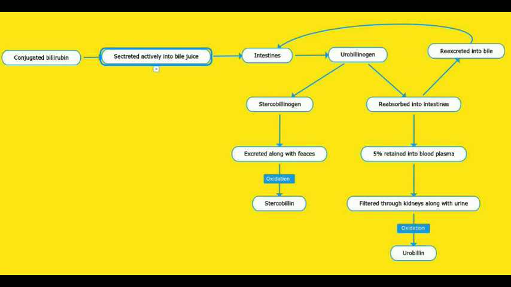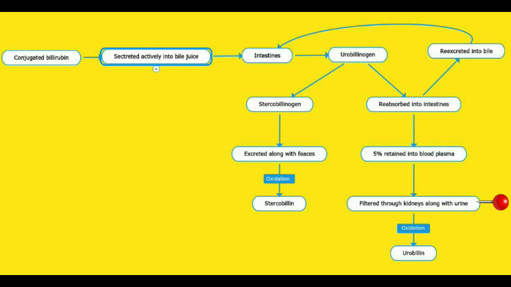On the other hand, a part of this urobilinogen is again reabsorbed from the intestine and enters the blood. Now, of the entire amount of urobilinogen which is reabsorbed, 5% is retained inside the blood plasma and the rest of it is again re-excreted into the bile and enters the intestine, and the cycle repeats again. Now let's talk about what happens to this 5% of the urobilinogen that is retained inside the blood plasma.